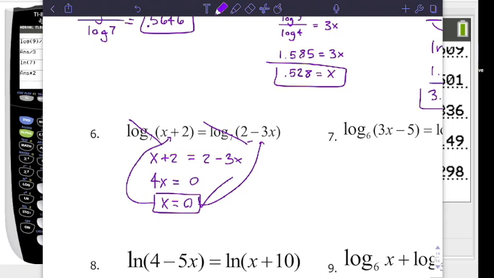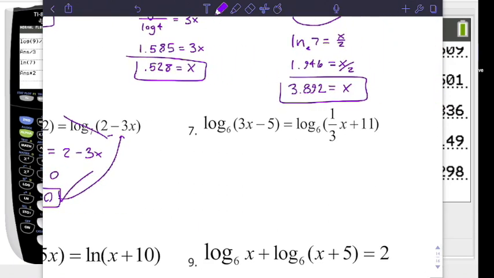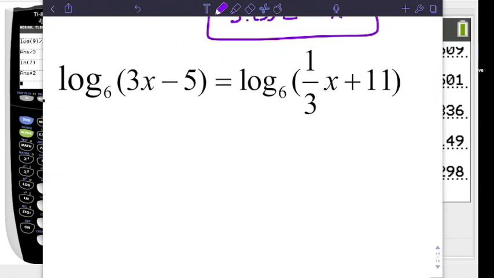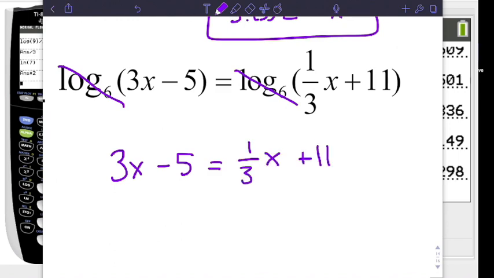Okay, let's look at what's going on here with this one. So you got 2 logs on both sides, so those can cancel out. 3x minus 5 apparently equals 1/3 x plus 11.